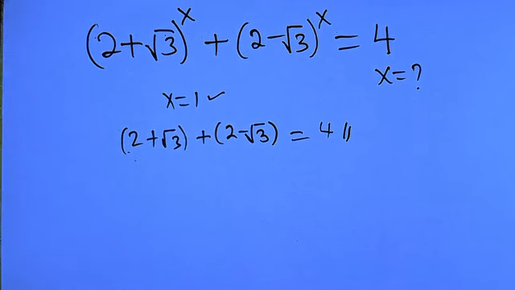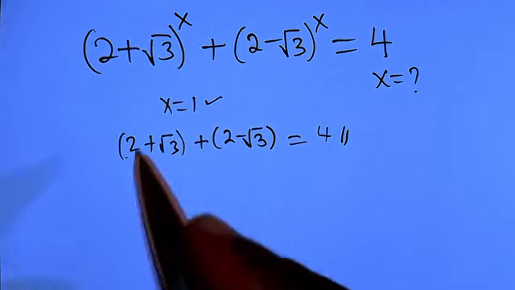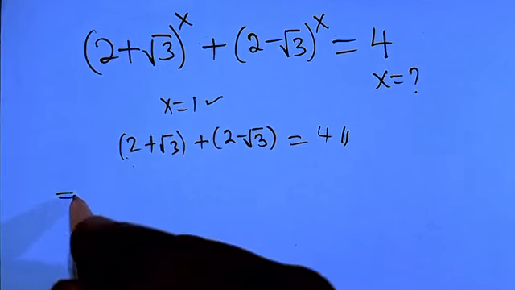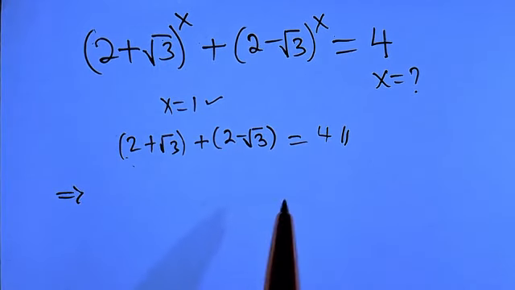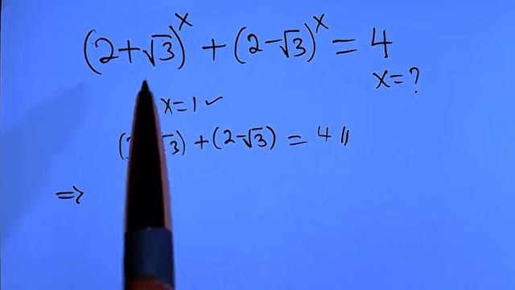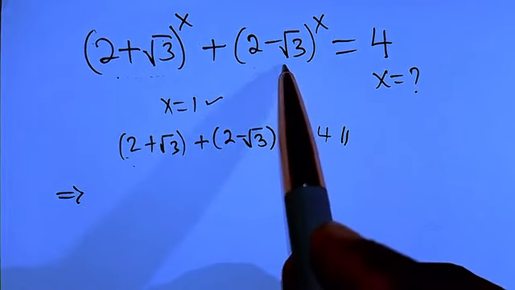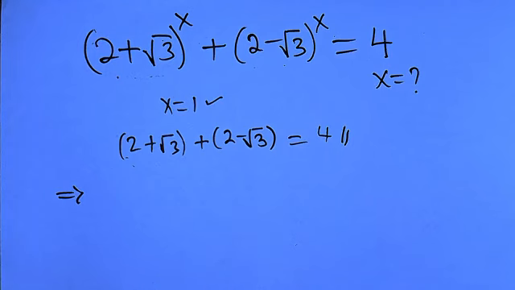So now let's do it without guessing. From there we can now see whether this equation has another solution or not. So what I'm going to do now is look at the relationship between the terms in the parentheses, that is 2 plus root 3 and 2 minus root 3.